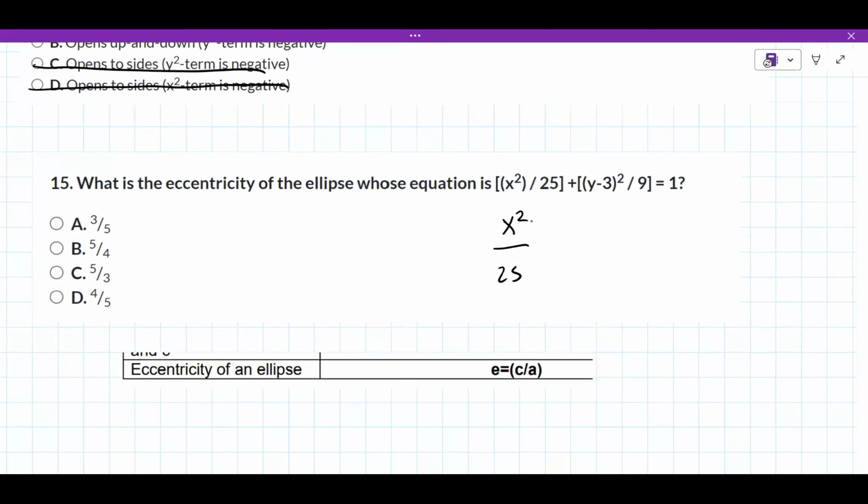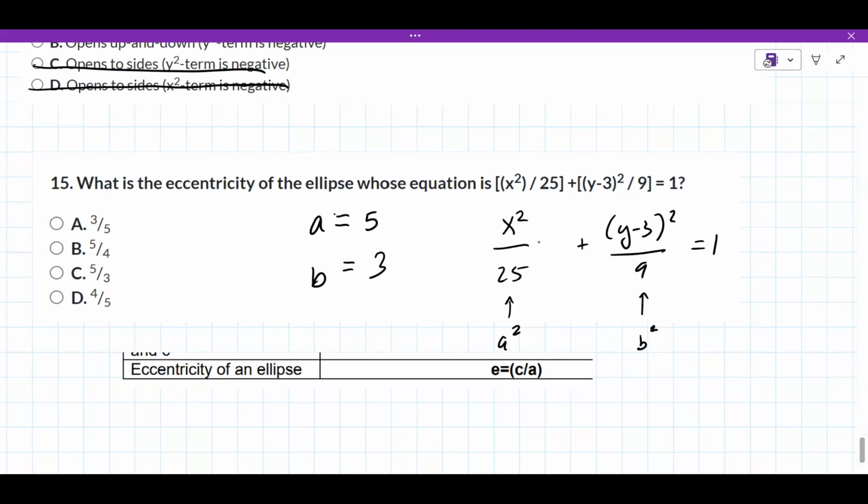x squared over 25 plus (y minus 3) squared over 9 equals 1. I mentioned, I think in the previous hour, that the bigger number is a squared in this case, and the smaller number is b squared. So if a squared equals 25, what is the value of a? The value of a is 5. Same thing for b: what's the value of b? 3.